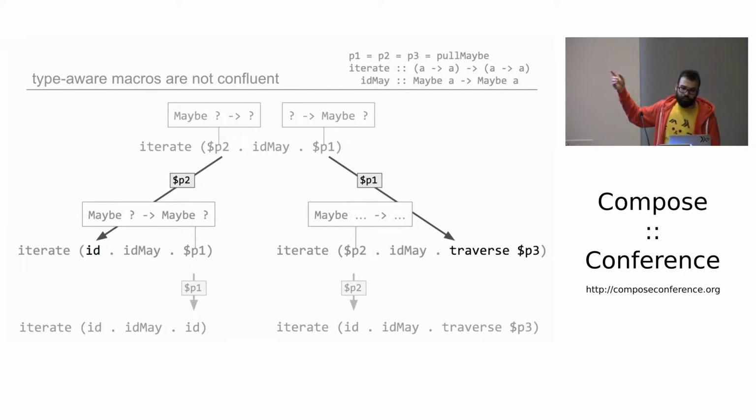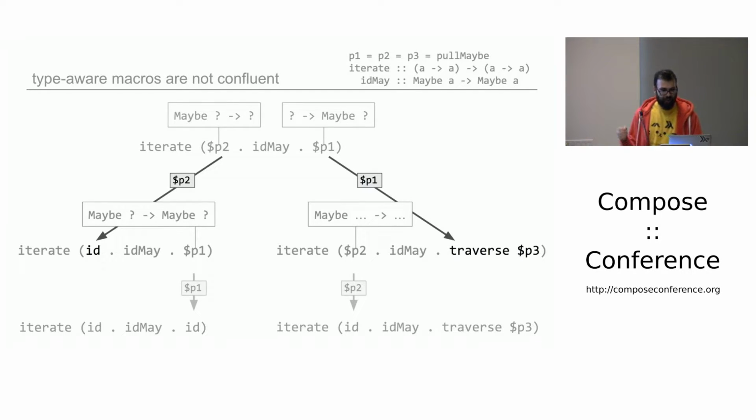We can see that $P2 expands to ID, whereas $P1 expands to traverse, for the reason I just explained, because we know that the type of $P2 is maybe something, but we don't know whether the type of $P1 is maybe something. We have a question mark.